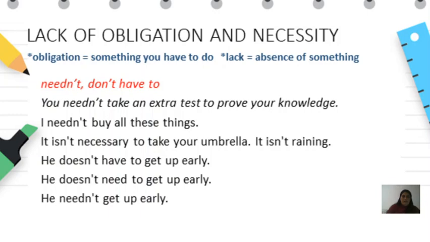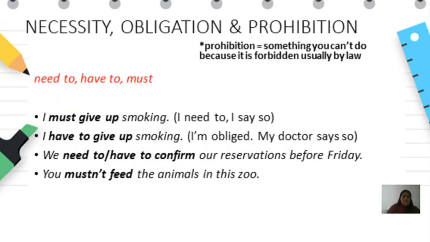It isn't raining. He doesn't have to get up early. He doesn't need to get up early. He needn't get up early. You see how many possible ways there are to say a similar thing.